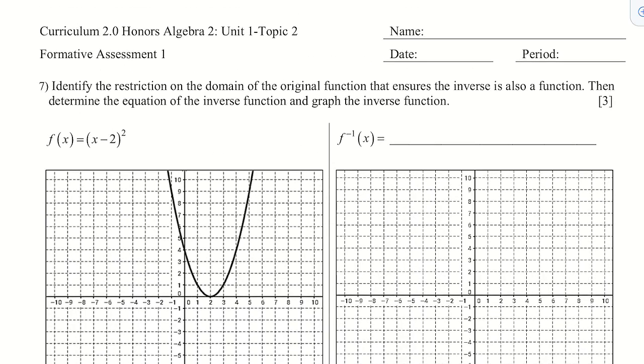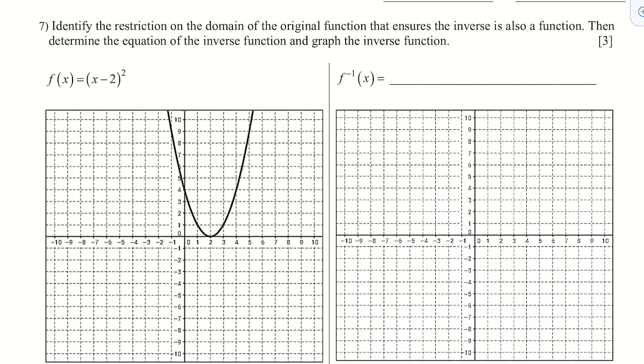Okay, and then it says identify the restrictions on the domain of the original function that ensures that the inverse is also a function. Then determine the equation of the inverse function and graph the inverse. Wow, that is a lot of stuff to work with. So what ends up happening is if I look at this specific function, I can actually tell whether it is going to have an inverse or not.